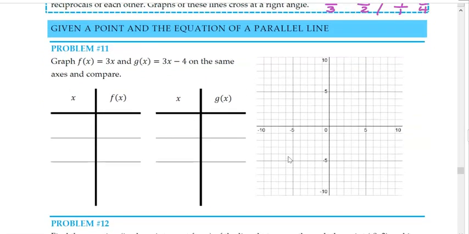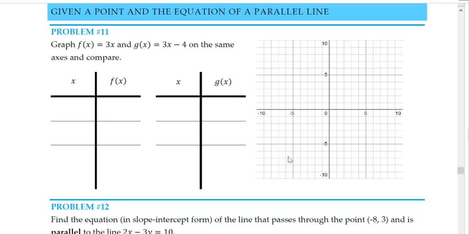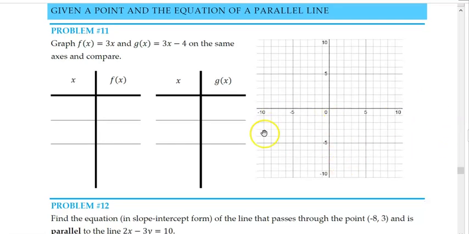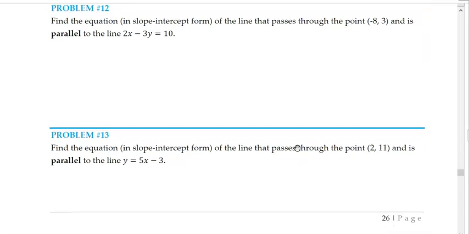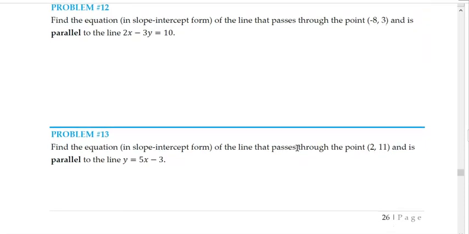All right, and so then I'm going to let you graph these on here, but what I want you to see is when you graph them, they are going to be lines that are parallel to one another. Okay. All right, now we're going to write an equation of a line that passes through the point (-8, 3) and is parallel to this line.